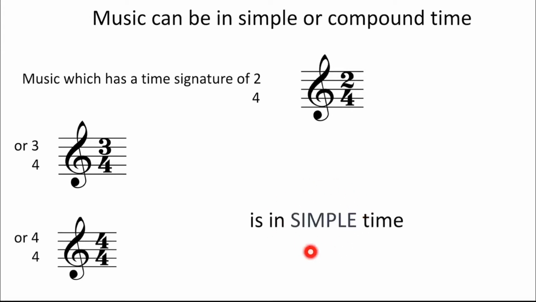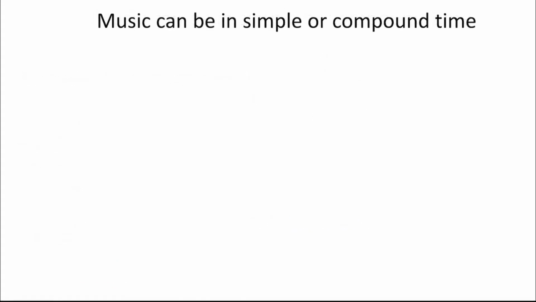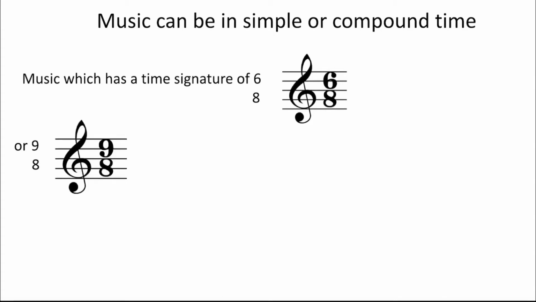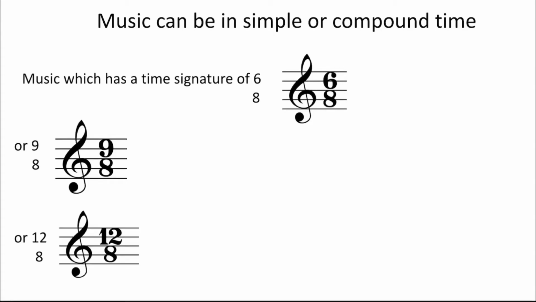it's in simple time. Okay, so in other words, if the lower number is a 4, it's in simple time. Music's in 6/8, like this, or 9/8, like this, or 12/8, like this. It's in compound time. So if the lower number is an 8, we're in compound time.